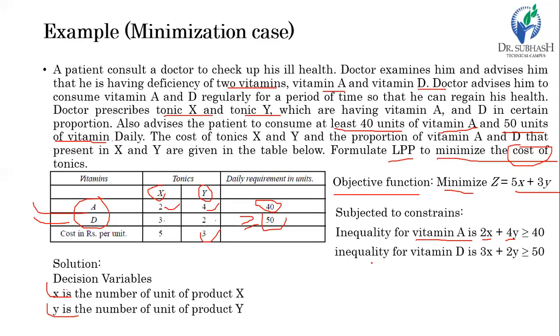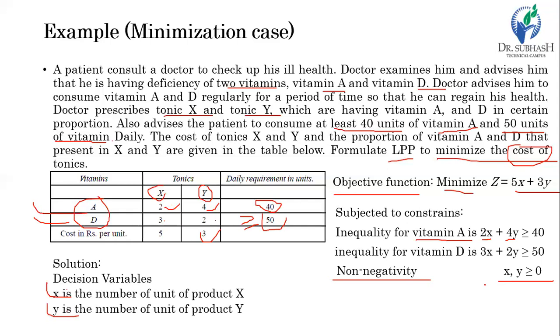And last but not least, one must not forget the non-negativity constraint: x and y, or all the decision variables, must be greater than or equal to 0. Ultimately we can say it is a feasibility condition, because we cannot take a negative value, like negative 2 tonics of X or negative 3 tonics of Y. So x and y must be greater than or equal to 0. That is the complete formulation for this minimization case.